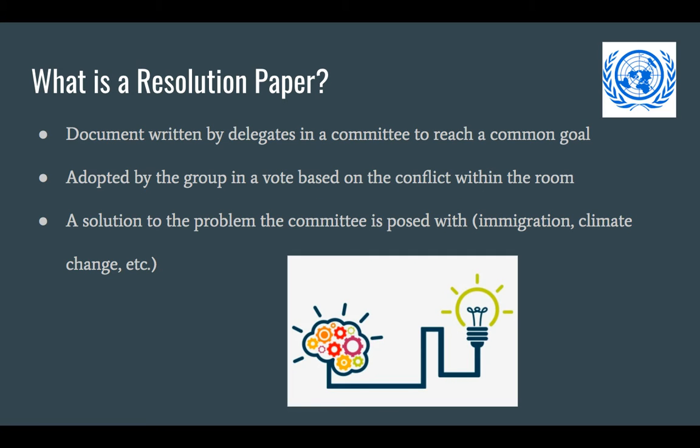All right, so we're going to go ahead. What is a resolution paper? So it's a document written by delegates in a committee to reach a common goal. It is then adopted by the group in a vote based on the conflict within the room, and that conflict is often the topic. A solution to the problems the committee is posed with. So it's very much a solution that you all get to work towards in committee. It could be on immigration, climate change, anything that pertains directly to the events of your committee.